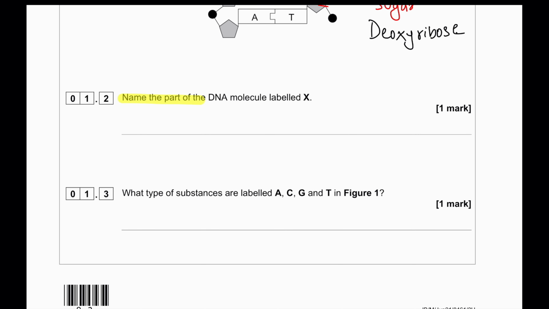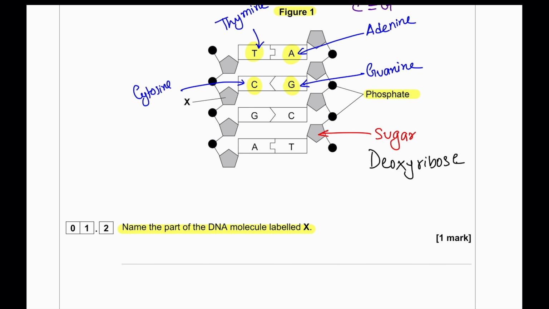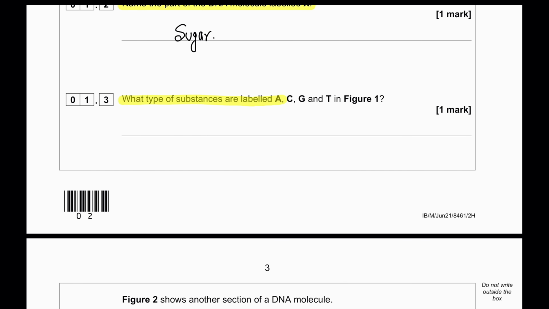Name the part of the DNA molecule labeled X. So X will be the sugar. What type of substance is labeled A, C, G, T in figure 1? These are bases. So we will just say bases. They are mainly nitrogenous bases. I'll keep the name here so that you can learn from it.